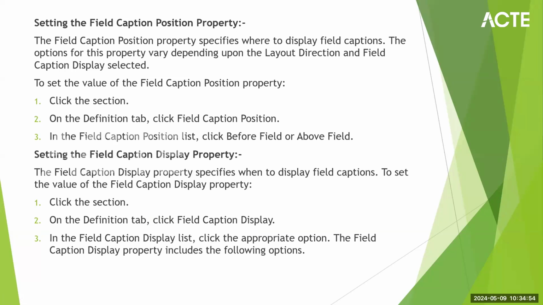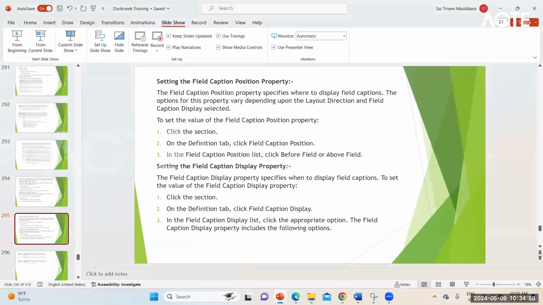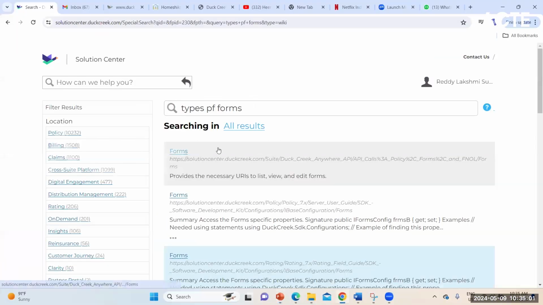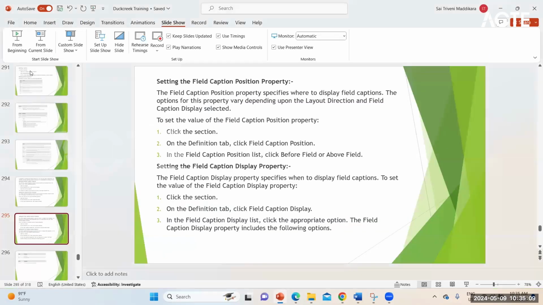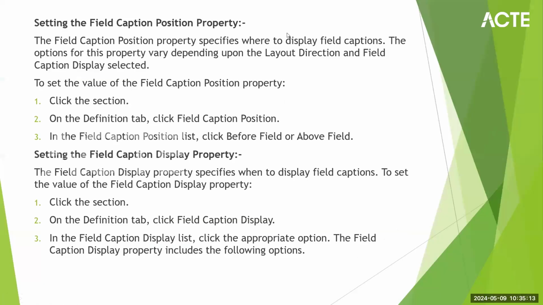Setting the field caption position property. Position means, like before on the UI I have stored forms, right? You want this particular caption displayed in the middle or in the right, or in a particular position on the UI. In that case, you need to set the position property here. So how do we set it? Click on the section on the definition tab, click field caption position, and give before field or above field.